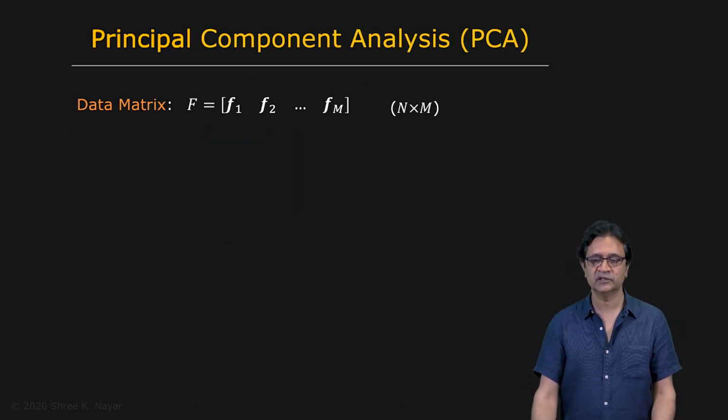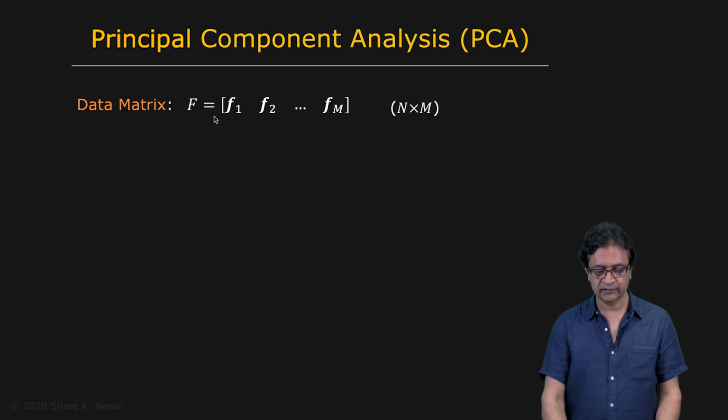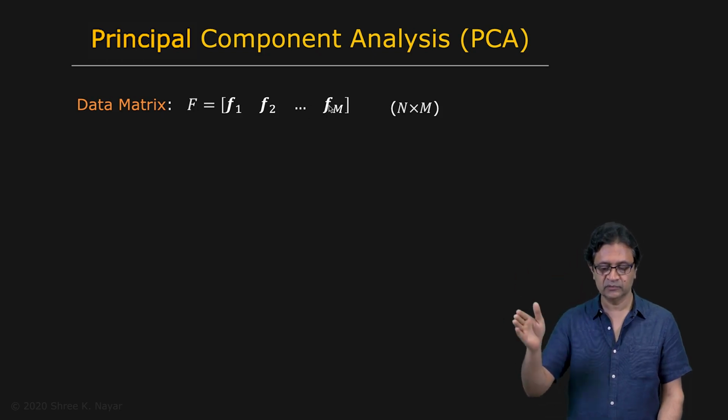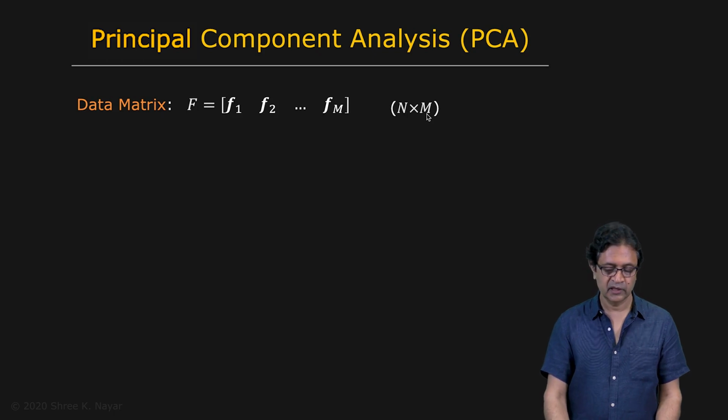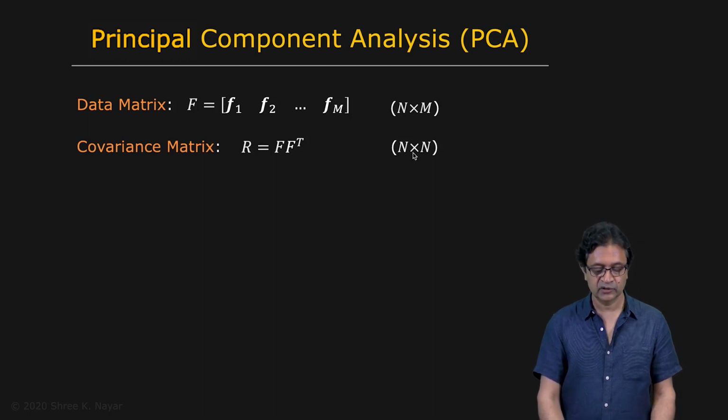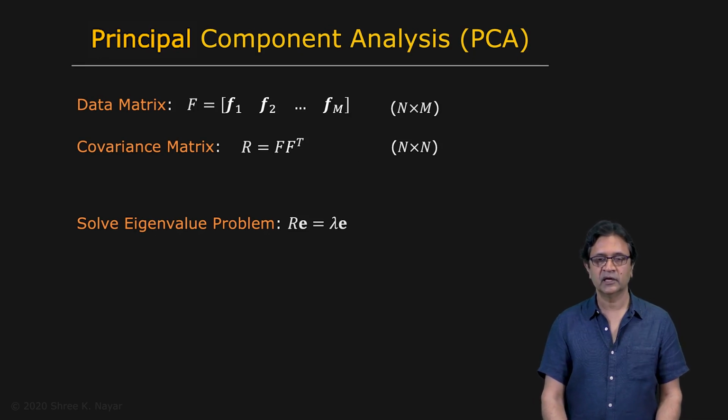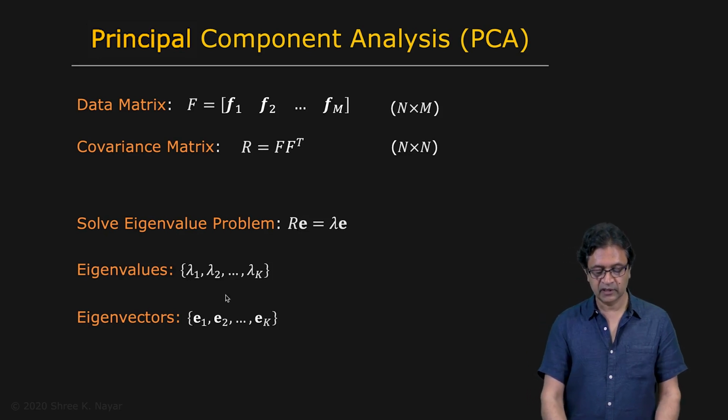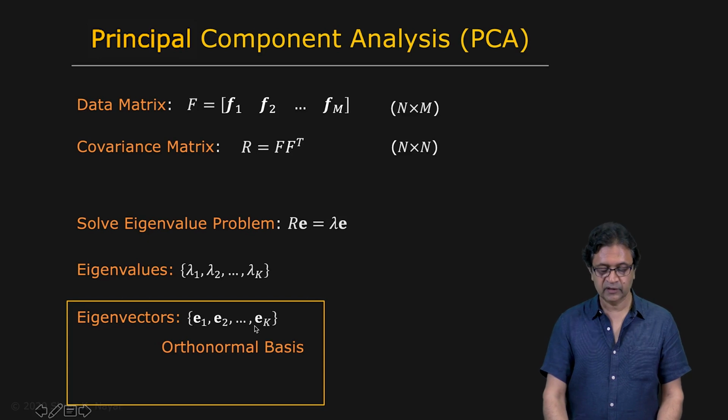So now, let's see how this is done in practice. You construct a data matrix F, which is nothing but the images F1 through Fm stacked together as columns. So that's an n by m matrix. And now you compute your covariance matrix R, which is F F transpose. That gives you an n by n matrix. And you simply find the eigenvalues and eigenvectors of R, your covariance matrix. The eigenvalues are these, and the eigenvectors are these. And the eigenvectors basically give you your orthonormal basis that you're looking for.